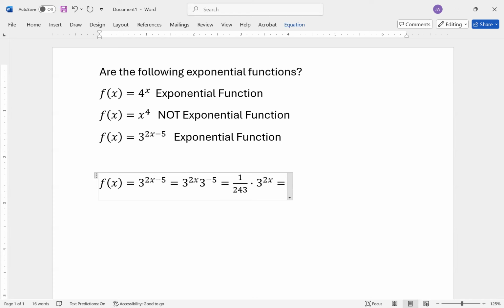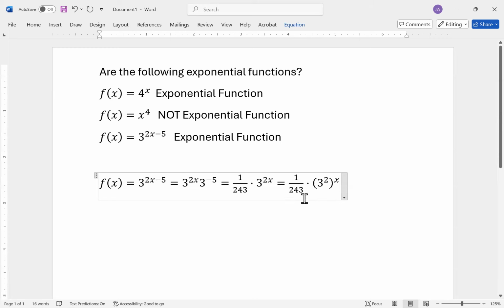One more rewrite does it for us. It turns out that 3 raised to the 2 times x power is like a base raised to the x power. So I get 1 over 243 multiplied by 3 squared, all raised to the x power. So that's like a base of 9 being raised to the x power. Hopefully that all makes sense.